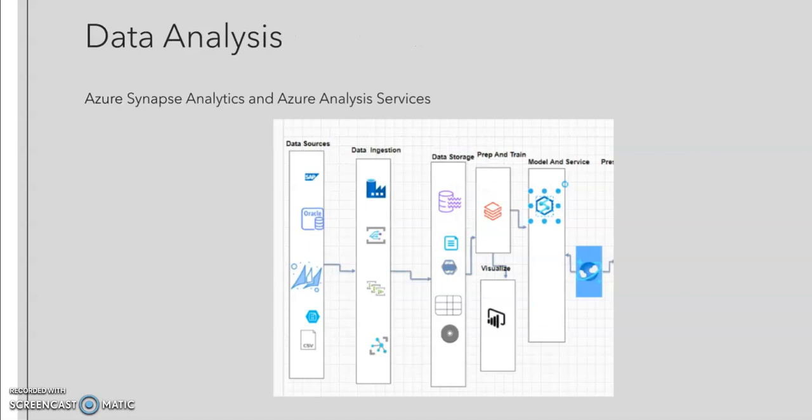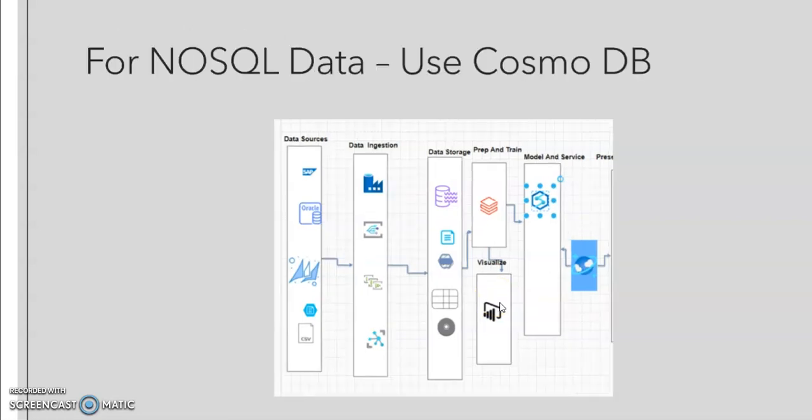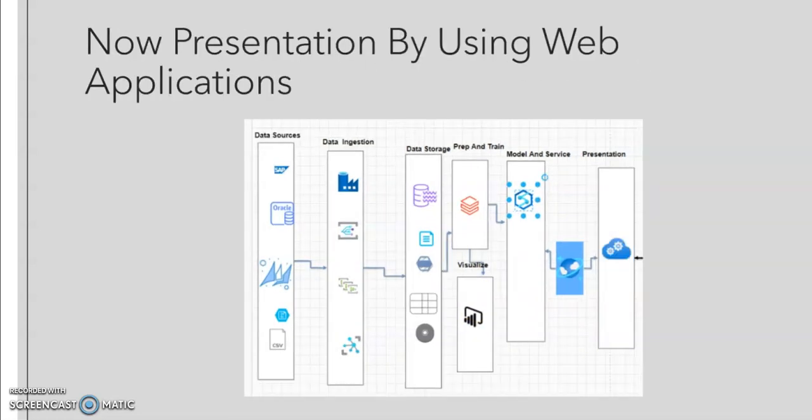Next, the data analysis happened. For this data analysis, I used Azure Synapse Analytics as an analytic tool, and for visualization of the data preparation I used Power BI. This is the icon of Power BI, and afterwards I presented the data using the web application, and here, if you see, I have used Cosmos DB.